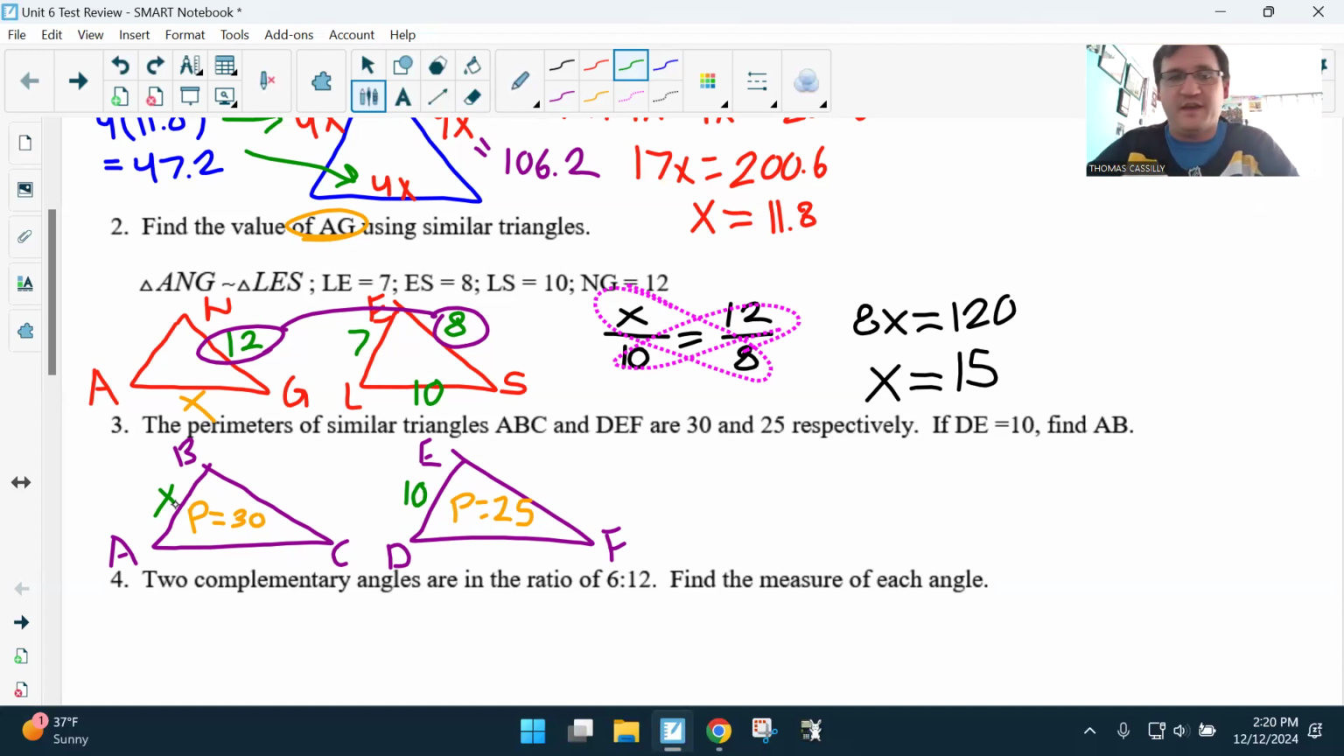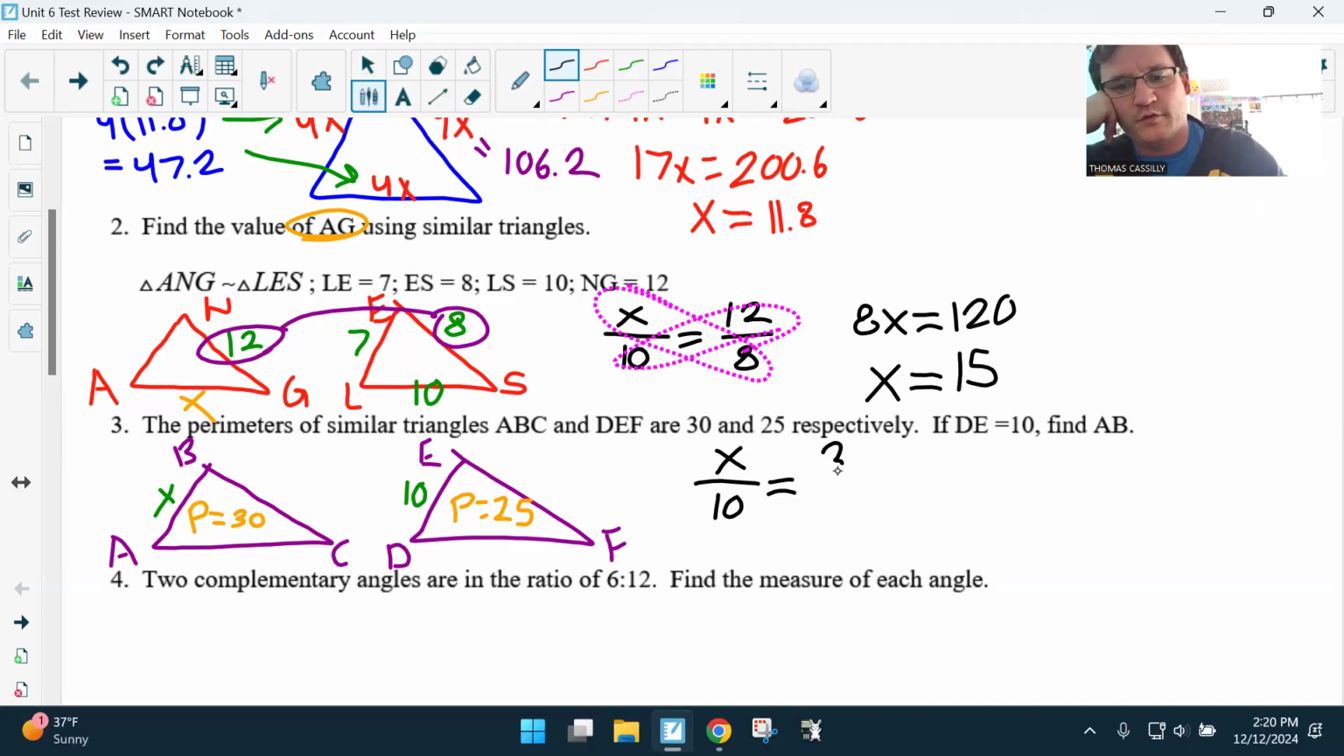So I'm just going to do the same setup I did last time. I'm going to match up the sides. So I can say x over 10. Those are the corresponding sides. That is going to be proportional to the perimeters. So I have to go in the same order. So I will say 30 over 25. Right? The 30 is the perimeter of the triangle with the x in it. 25 is the perimeter of the triangle with a 10 in it.